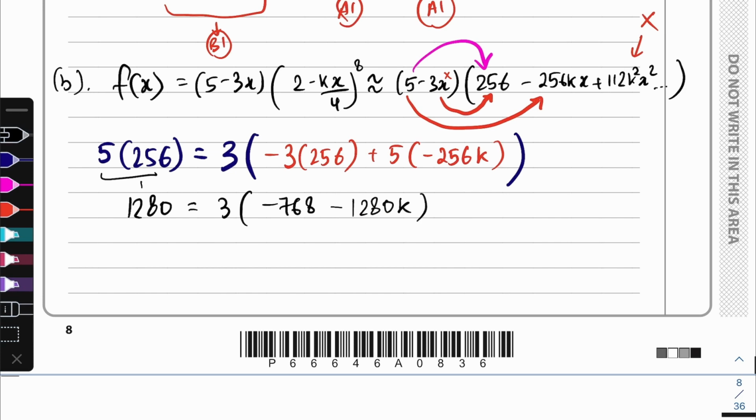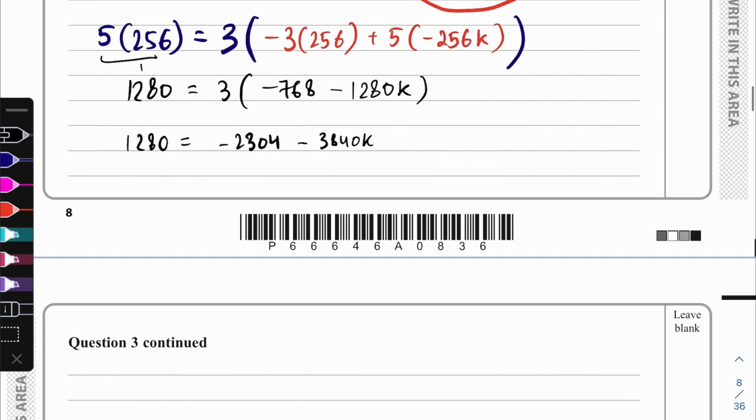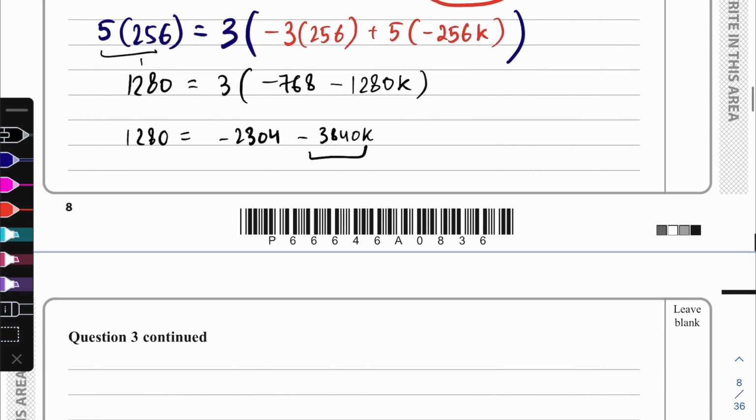So now let's multiply out the brackets. So 1280, 3 times minus 768 gives us a minus 2304. 3 times minus 1280k gives us minus 3840k. So now we need to rearrange to find k. So now let's bring this term to the other side. This becomes what?